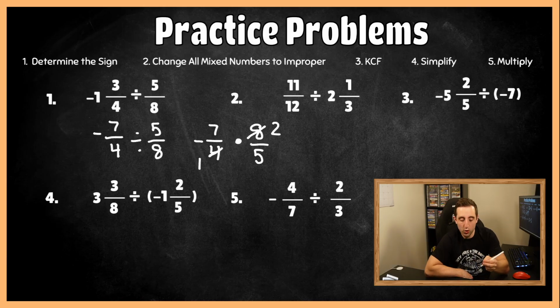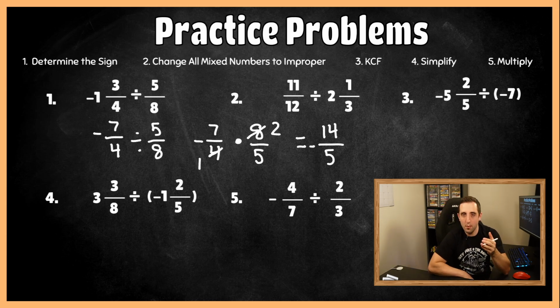And now we can go ahead and multiply across. Well, 7 times 2 is going to give us 14 in our numerator. And 1 times 5 is going to give us 5, and we just want to make sure it's still negative. The only problem is that this is an improper fraction. So we want to go ahead and convert this to a nice mixed number.